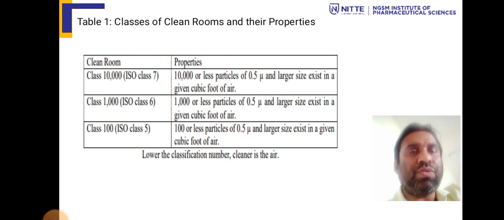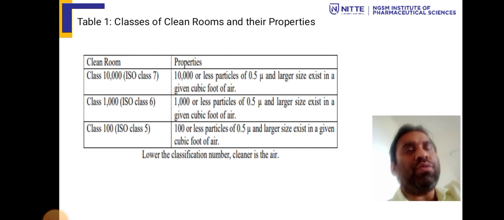We call it ISO class 6, which has 1000 or less particles of 0.5 microns and larger size existing in the given cubic feet of air. So ISO class 6 contains 1000 or less particles. Size will always be around 0.5 microns. Class 100 is designated as ISO class 5, in which we should have 100 or less particles of 0.5 microns and larger size that can exist in a given cubic feet of air.